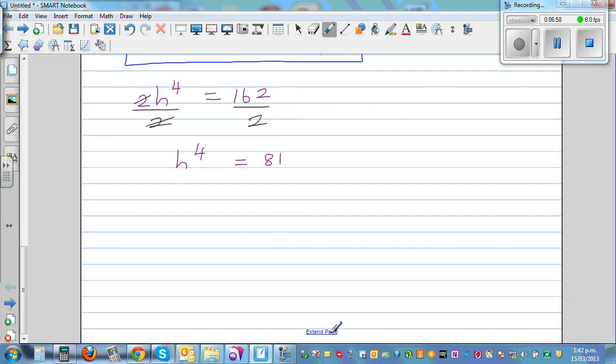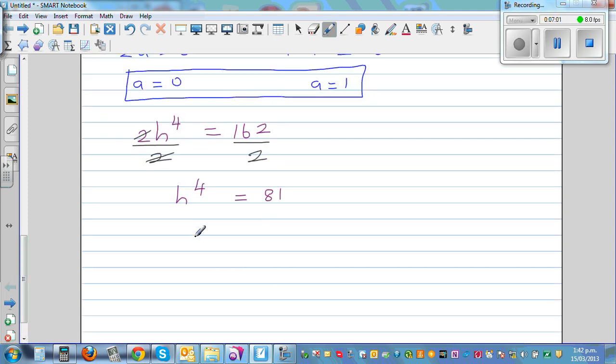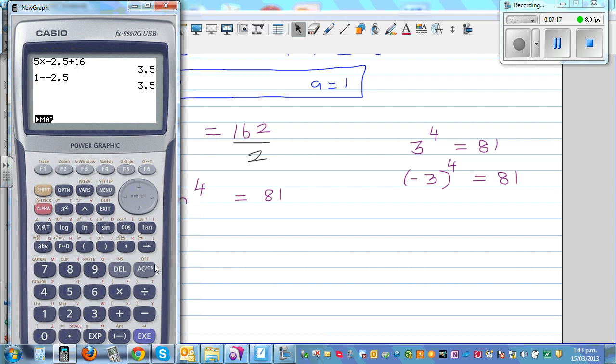Okay. Now the next step is a bit difficult. You should know 3 raised to 4 is 81, and minus 3 raised to 4 is also 81. So let me show this on the calculator first. If you go 3 raised to 4, it gives you 81, and minus 3 raised to 4, you have to put it like this, is also 81.